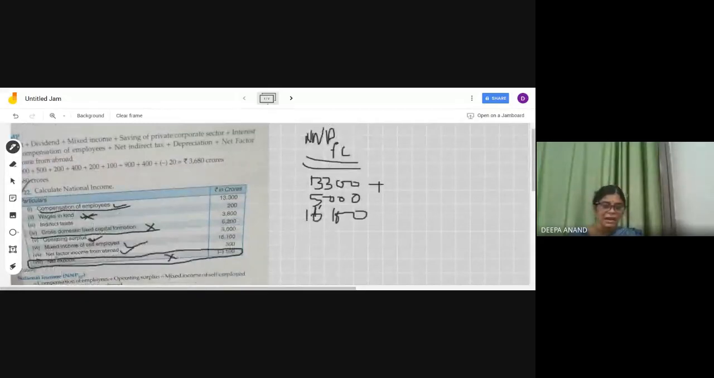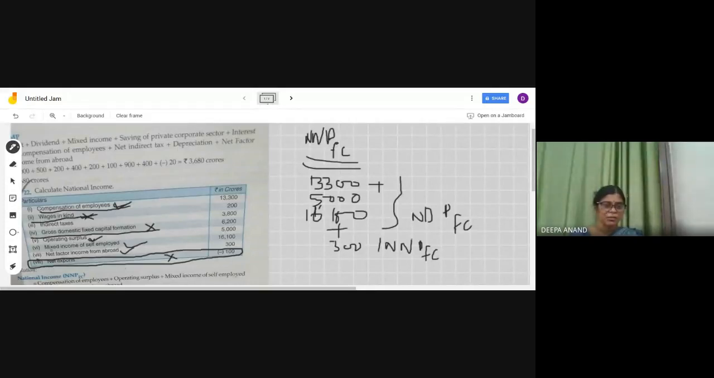So when we add compensation, then operating surplus plus mixed income, you will get NDP at FC. Always remember, ये तीनों add करेंगे तो NDP at FC मिलेगा plus NFIA. What is NFIA? 300. You will get NNP at FC. देखो आंसर मिला क्या?